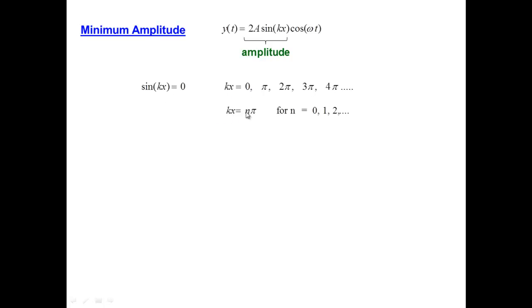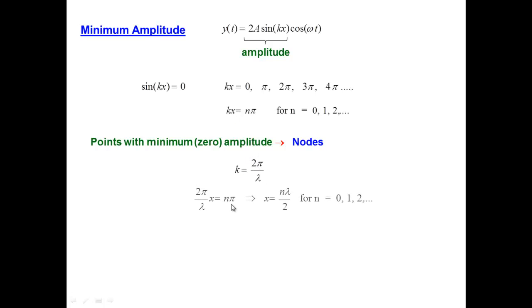So we can write kx equals n pi, where n is a non-negative integer, and as I said, these kinds of points with 0 amplitude are called nodes. They are the points that are fixed, that do not appear to move at all on a standing wave. So substituting in, once again, the value k equals 2 pi over lambda gives us this relationship, and then solving for x, we get n lambda over 2. So for n equals 0, 1, and 2, and so on, we get the values of x that correspond to the positions of the nodes.